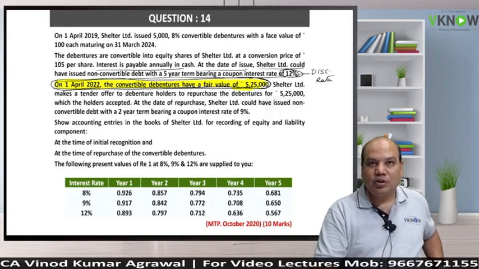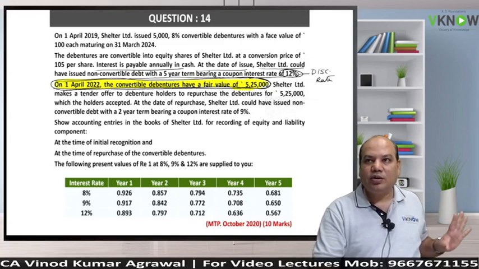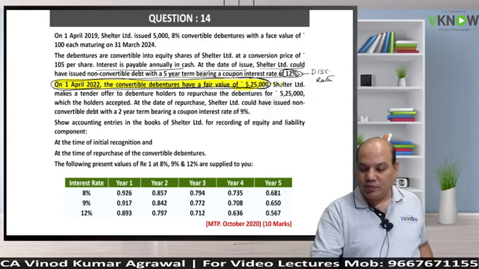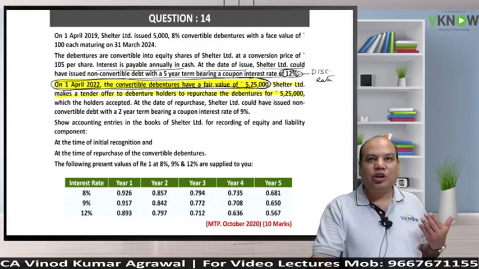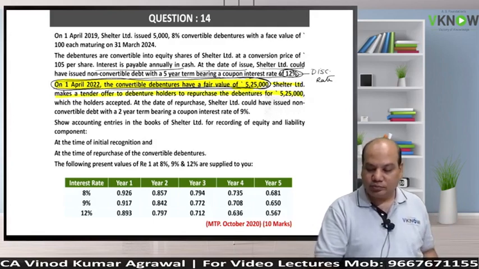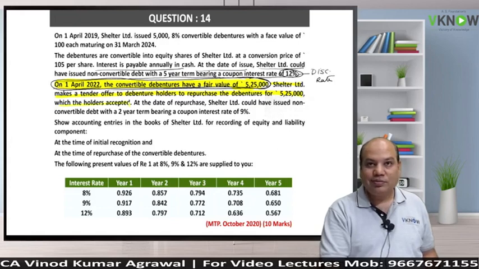So what this company said to the debenture holder is that we want to redeem your debentures for 5,25,000. And what was the total face value? 5 lakh. You are giving him 25,000 extra. Is it right? Which the holder accepted. So he will accept.